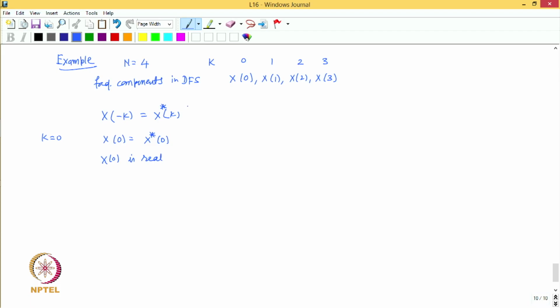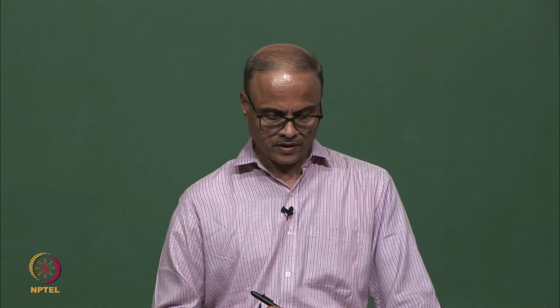Let us now look at the relationship x n minus k is equal to x star k. This is also a relationship we just got previously, right. So, if we now take k is equal to 1 here, what do we see? We see that x 4 minus 1 is equal to x star 1, which means that x3 is equal to x star 1. So, this shows that the third frequency component is the complex conjugate of the first frequency component, right.